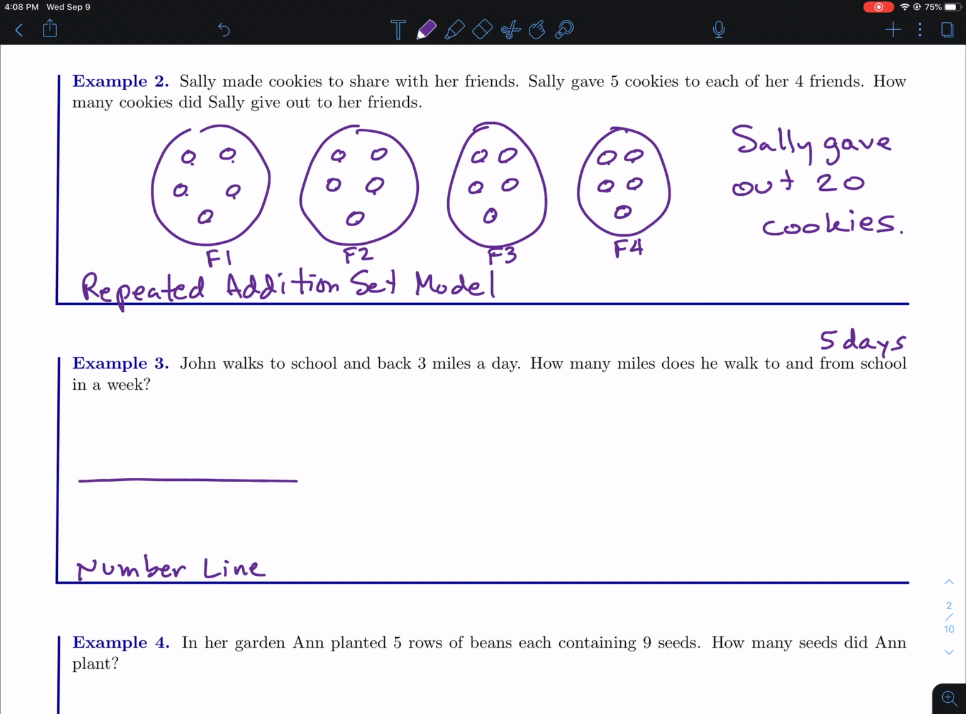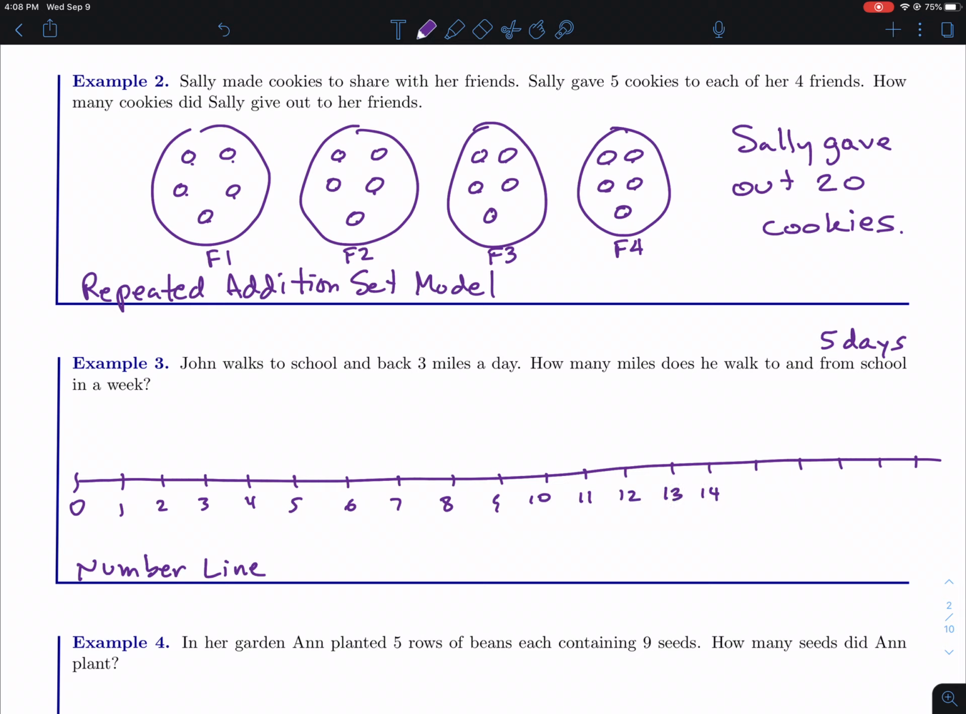And so let me start off with my number line here. Since these are all whole numbers, I know I can't have anything smaller than 0. So I'm going to start with 0 on the left. And then I'm going to start laying these out. 1, 2, 3, 4, 5, 6, 7, 8, 10, 11, 12, 13, 14, 15, 16, 17, 18, 19. So if we have enough room here. All right. And so he walks to school and back 3 miles.